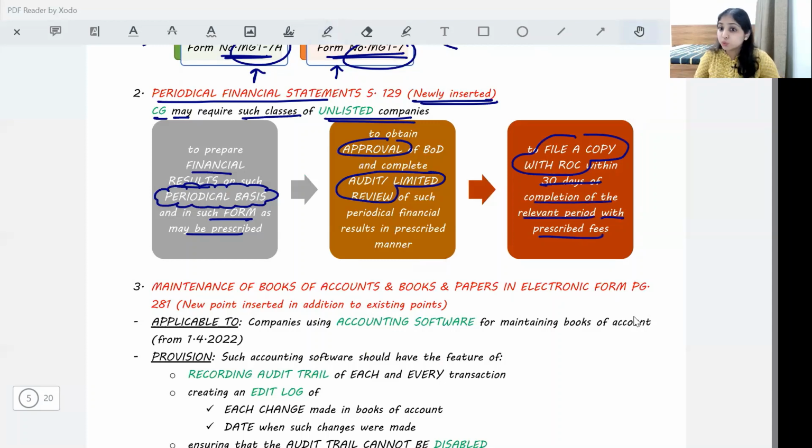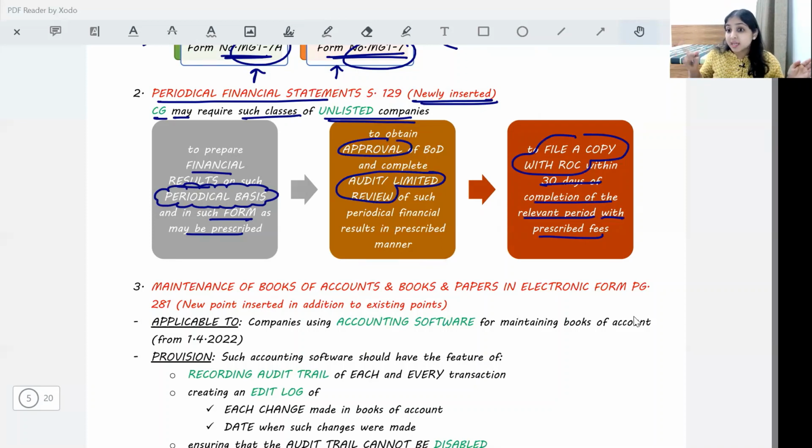Let me explain this to you. See, listen, listed companies, SEBI regulations apply, right? SEBI regulations ask listed companies to prepare quarterly financial statements. Every quarter, they have to prepare some financial statements. You have some SEBI regulations on how to prepare and what to prepare, all that SEBI takes care of. But it is applicable only for listed companies. This new provision is giving power to central government, that if you think it is required, you can ask unlisted companies also to prepare these periodical financial statements.